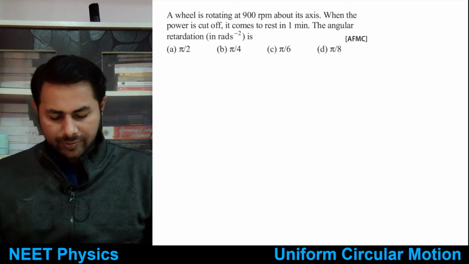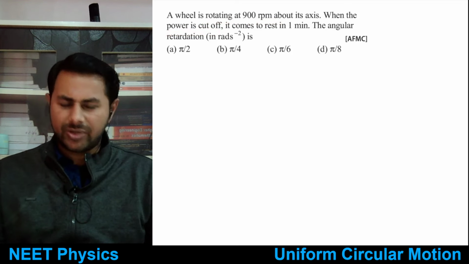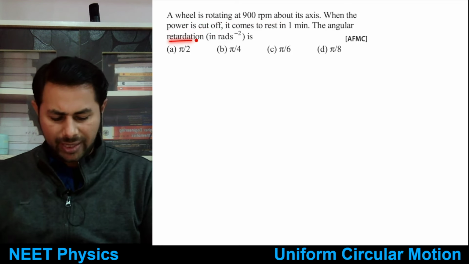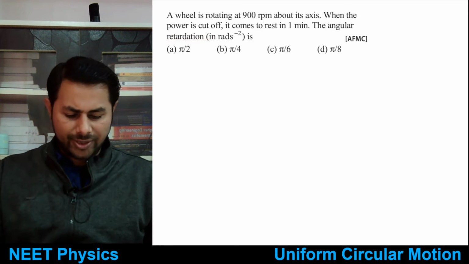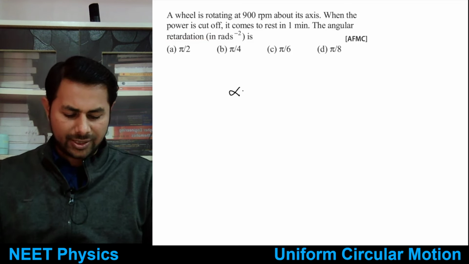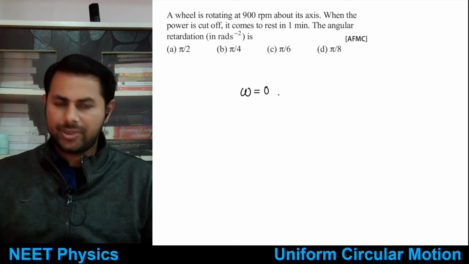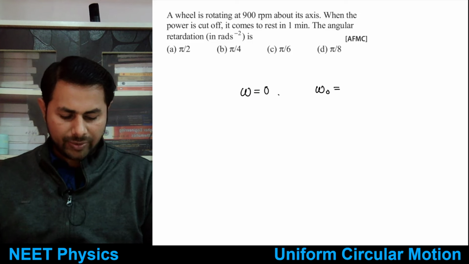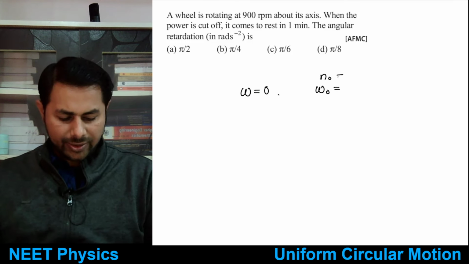Let's see the next one. A wheel is rotating at 900 rpm about its axis. When power is cut off, it comes to rest in 1 minute. This is a simple one. The angular retardation is, so when it comes to rest, what will be omega? Omega will be 0. What is omega naught? Omega naught is given, it is equal to 900 rpm.